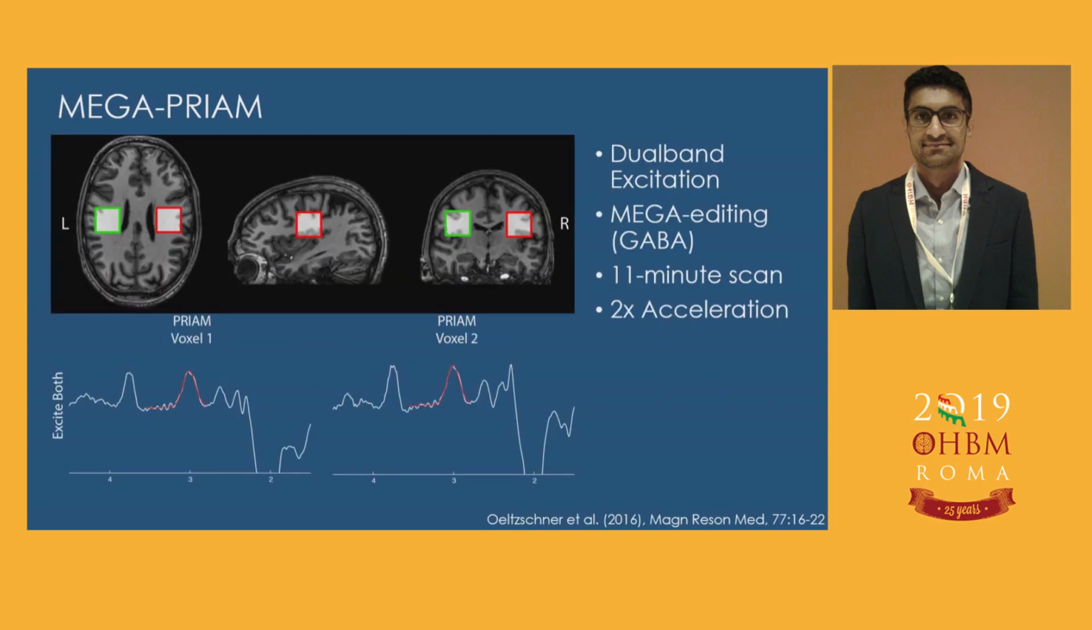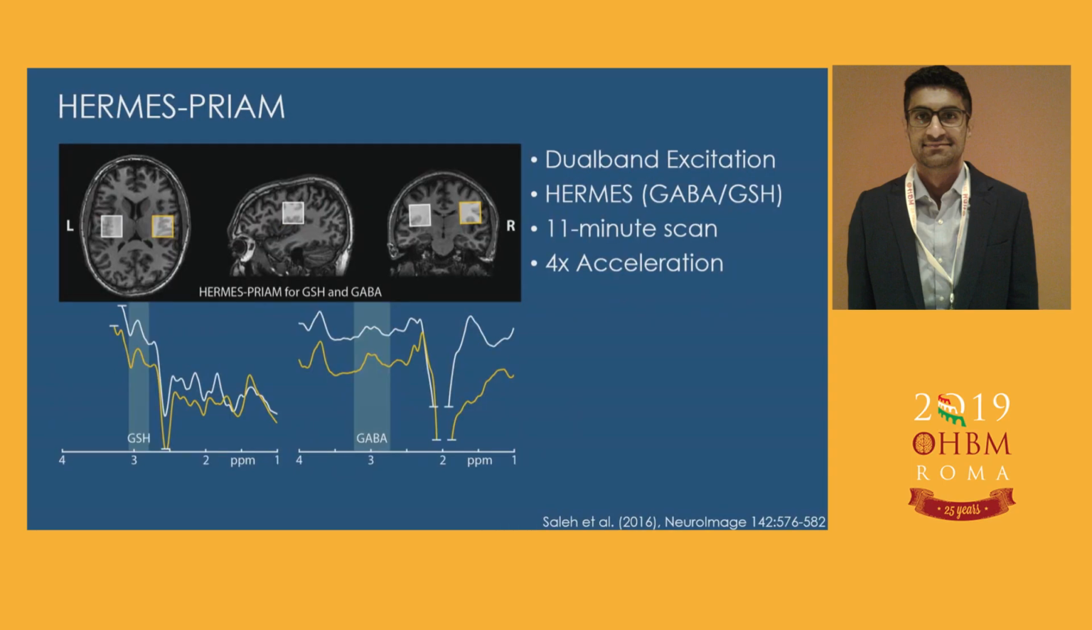Working with MEGA-PRIME, we acquired this data in subjects in two different regions, and you can see that you can get GABA-edited spectra simultaneously, in 11 minutes, in two different regions. That allows a factor of two acceleration relative to the conventional MEGA-PRESS sequence. You can do this using HERMES-PRIME as well. You get two edited spectra from every voxel, so that's about a factor of 4 acceleration. This sequence can be very beneficial in studies such as tumor, where you can use one region as a control for the other.